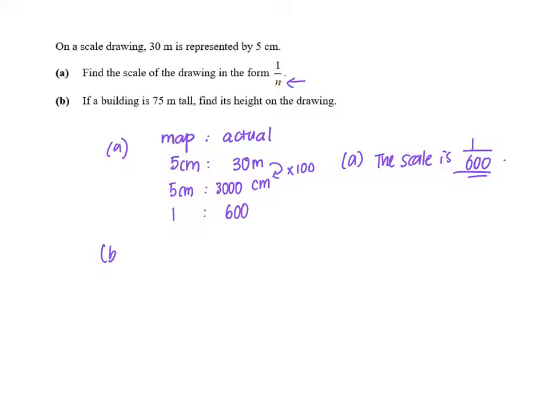If a building is 75 meters tall, this 75 meters is what? The actual, right? Okay, let us use the scale that we want. Map and actual. Which one will you use? Will you use the 1:600 or the 5 cm is to 30 meters? Okay, so you use 5 cm to 30 meters because the unit is already in meters, right? So this 75 belongs to actual. Very good.